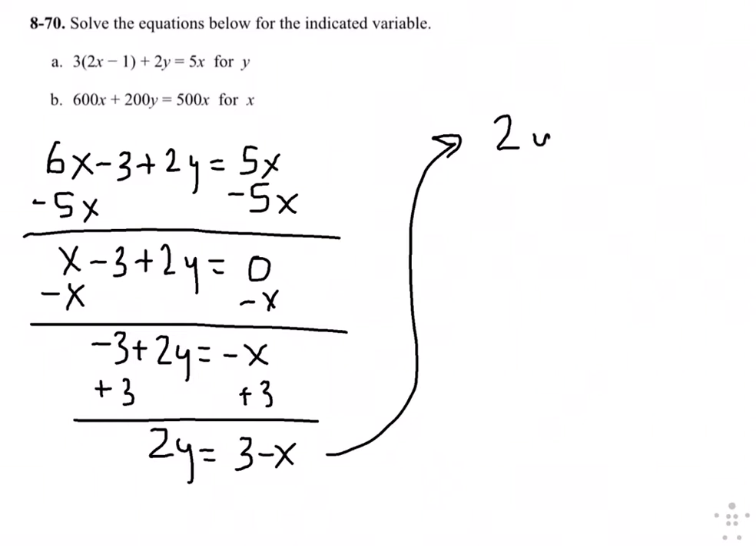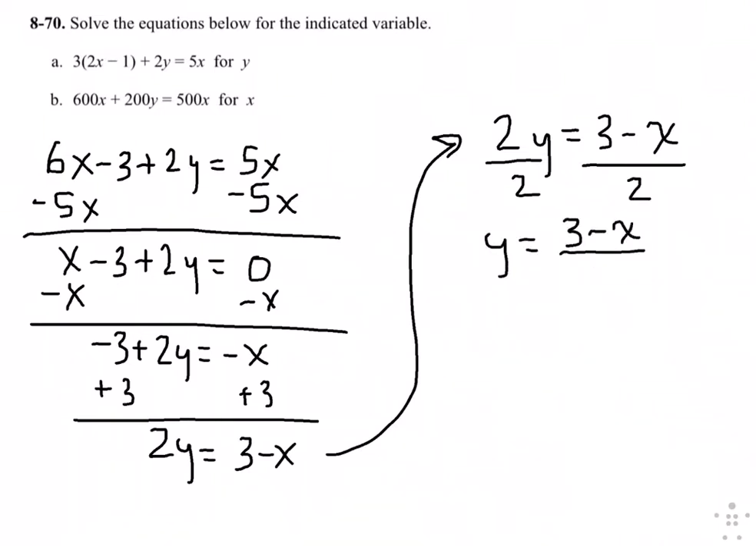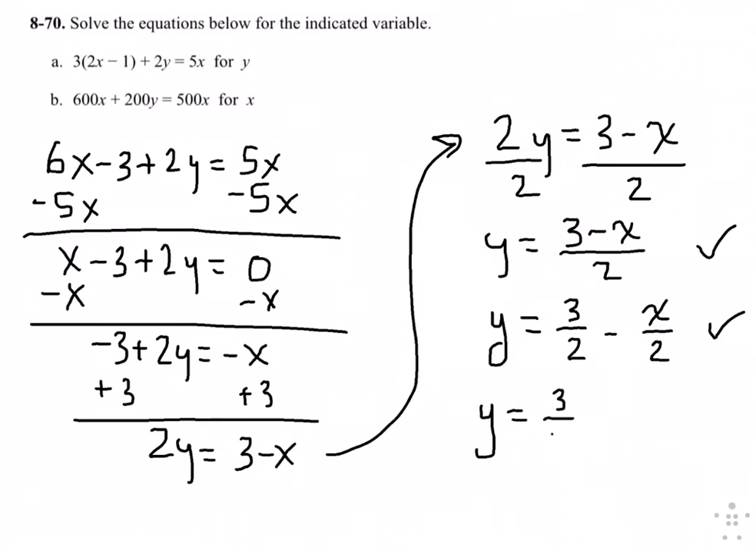And then, let me rewrite it, 3 minus x. And then I divide both sides by 2, right? And I get y equals 3 minus x over 2. And you could leave it that way, or you could write it as y equals 3 halves minus x over 2. This would be fine. You could even write it as y equals 3 halves minus 1/2 x. That would be fine. Any of those three. Just pick one of those and go with it for problem A.